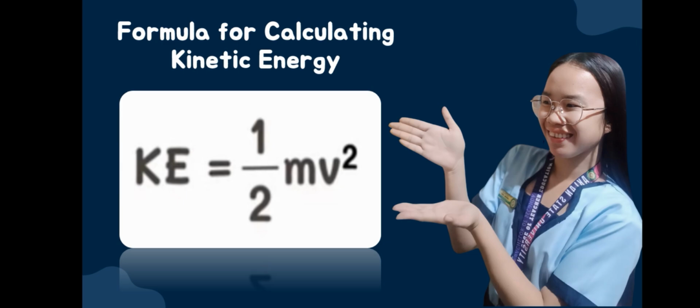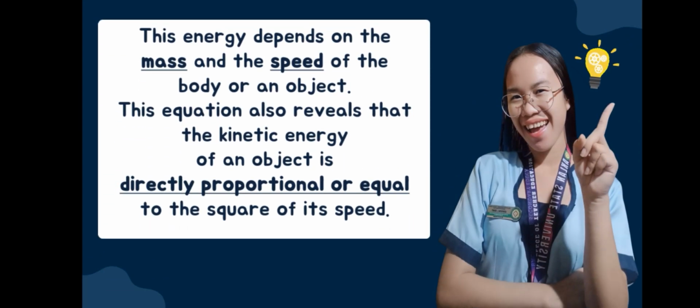Kinetic energy is presented with this formula, where KE stands for kinetic energy, m for mass, and v for velocity. We read this as kinetic energy equals 1/2 or 0.5 times mass times velocity squared. This energy depends on the mass and the speed of the body or an object. This equation also reveals that the kinetic energy of an object is directly proportional to the square of its speed. This means that if the speed of an object is doubled, its kinetic energy is increased as well.